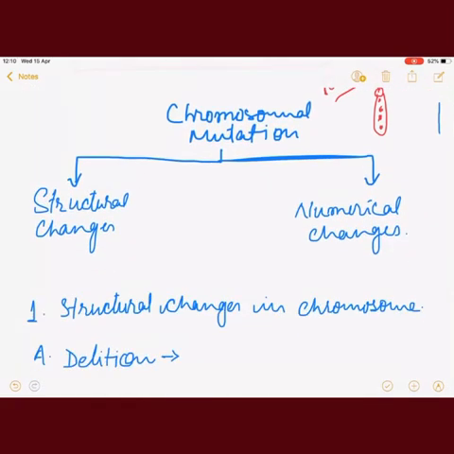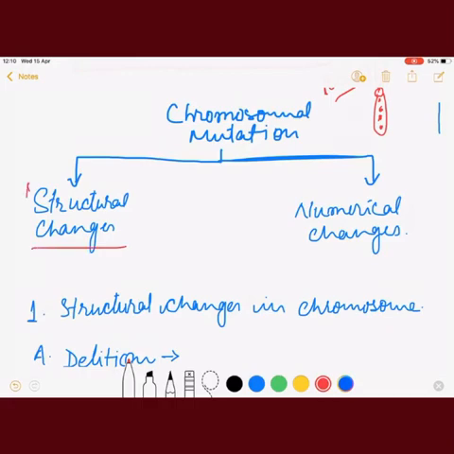Here, chromosomal mutation can be of two types. It can be structural changes in the chromosome, in which the structure of the chromosome gets changed. See, in the human being we have 46 chromosomes, that means 23 pairs, and the structure of the chromosome is like this. This structure is very specific. You cannot bring any kind of change in the structure. Like if this part of the chromosome is deleted or something happens to it, then this chromosome is a mutated chromosome, and it will create some phenotypic change.